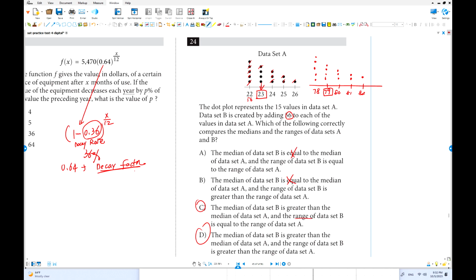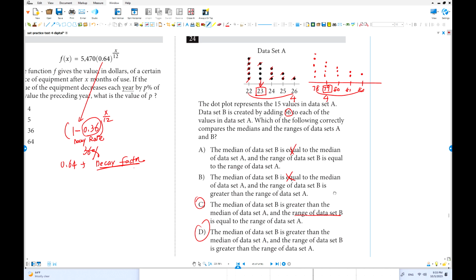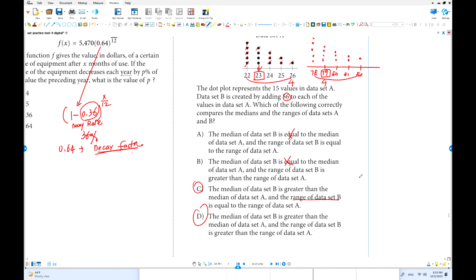The next one is the range. What is the range? The distance, the difference between the lowest number and the highest number from here. What is the range? 26 minus 22 is 4, that is the range. What is the range here? 82 minus 78, but still 4, right? That distance, okay? Difference, right? Distance or difference, that's right. So anyway, the range is equal, right? Okay.